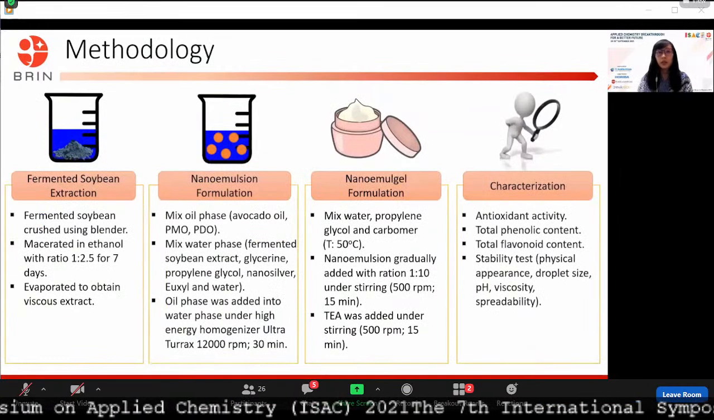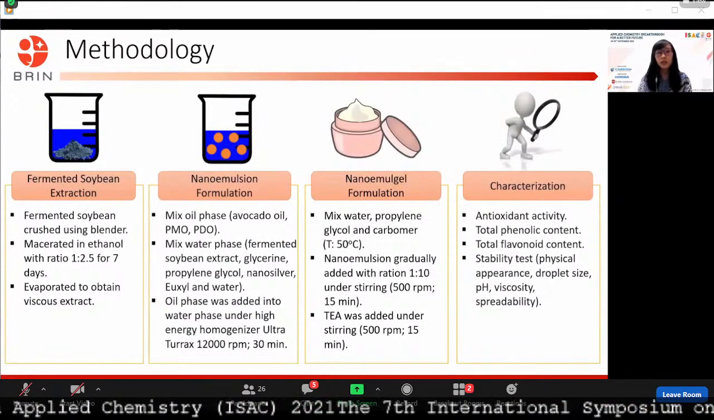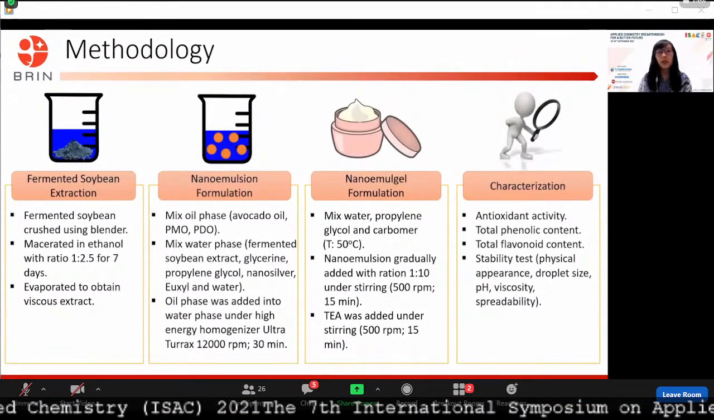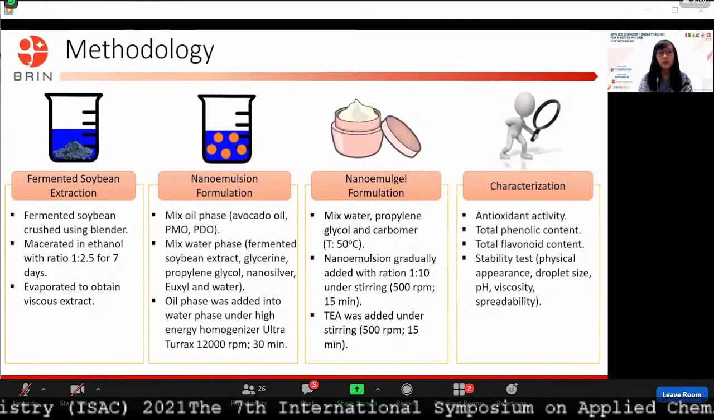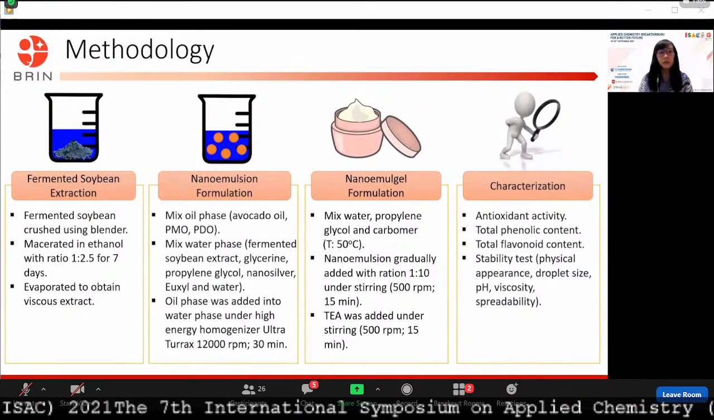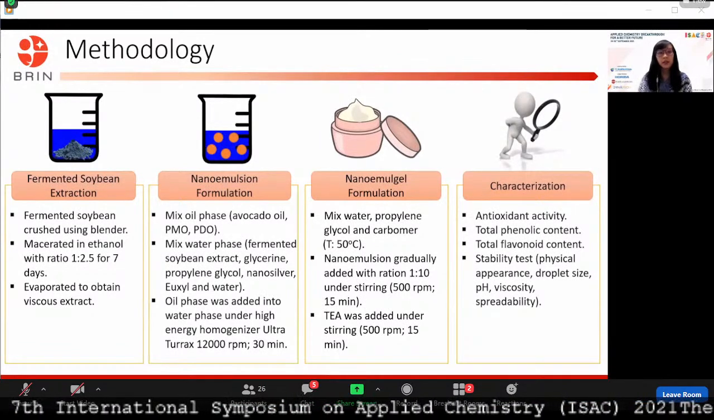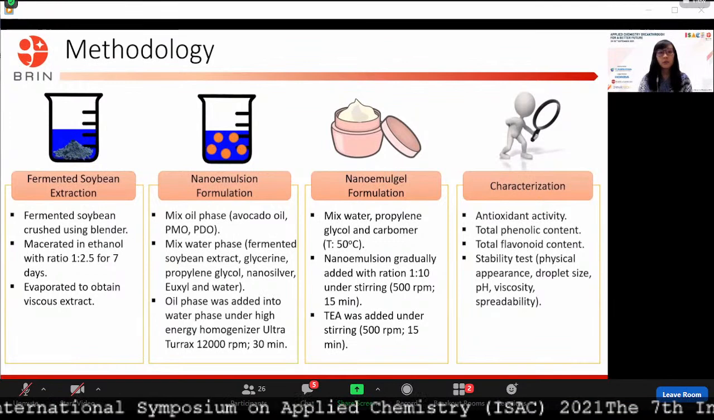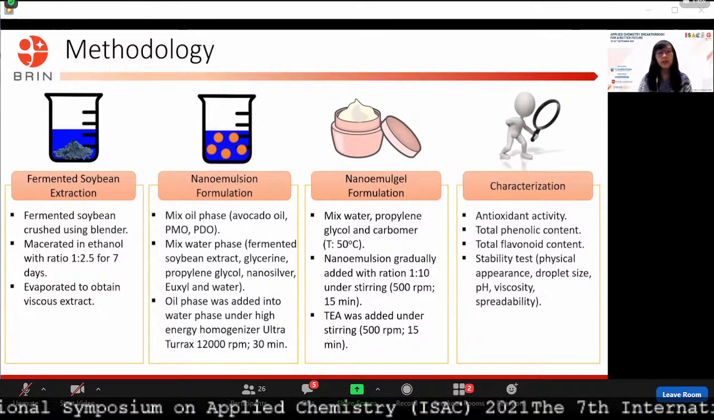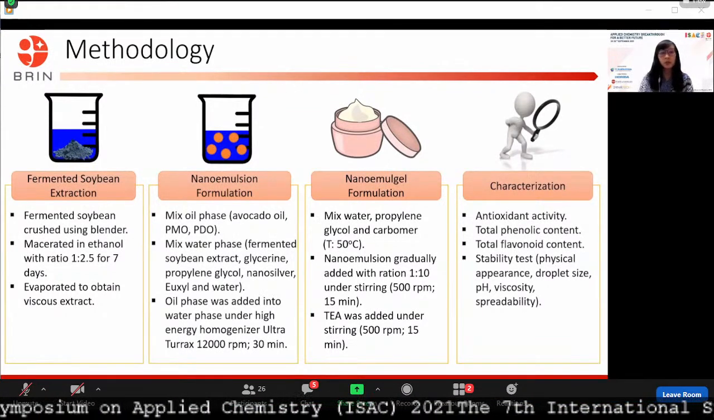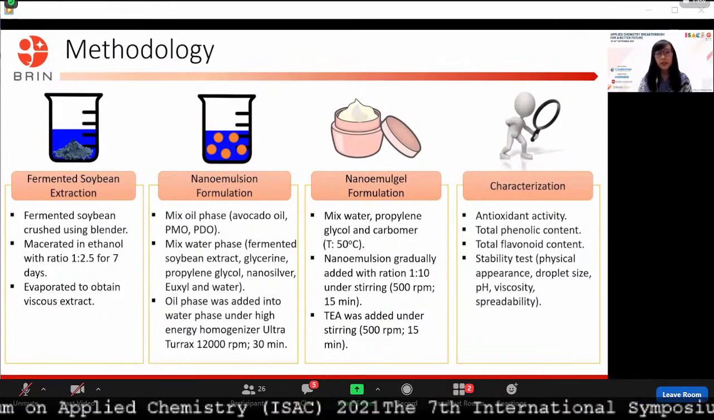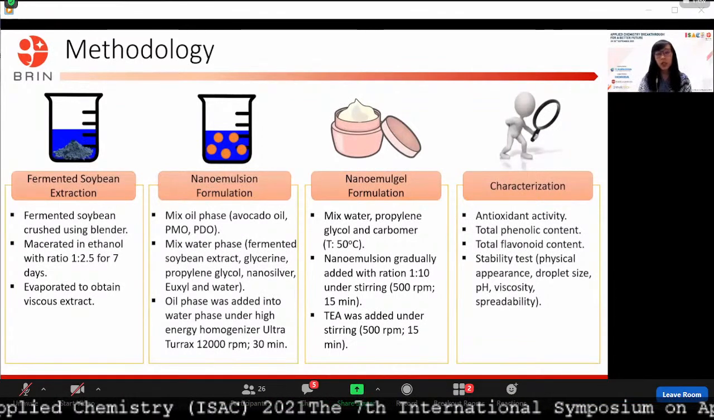The methodology used in this study consists of 4 steps. The first step is fermented soybean extraction. First, fermented soybean was crushed using a blender and then macerated in ethanol with a ratio of 1:2.5 for 7 days, and then evaporated to obtain a viscous extract. The next step is nano-emulsion formulation.